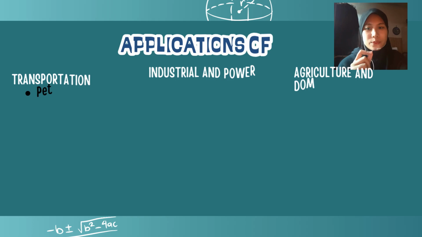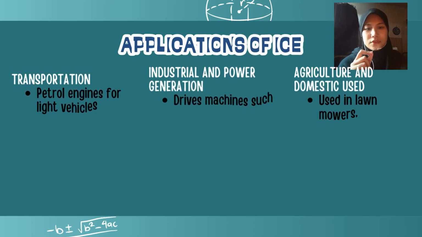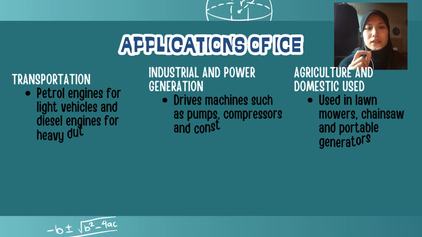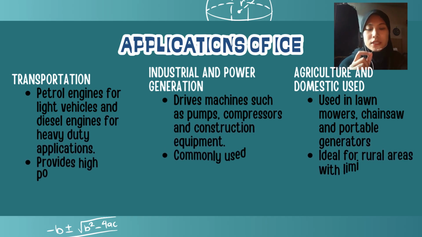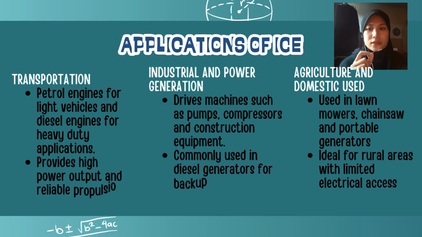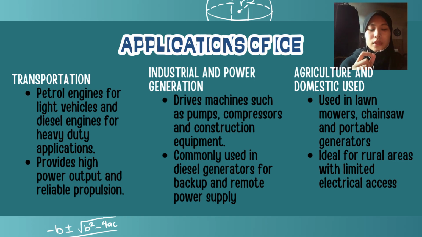And now let's move on to the applications of internal combustion engines. In transportation, petrol engines are used in light vehicles such as cars and motorcycles, while diesel engines are used for heavy-duty vehicles like trucks and buses. These engines provide a high power output and reliable propulsion.